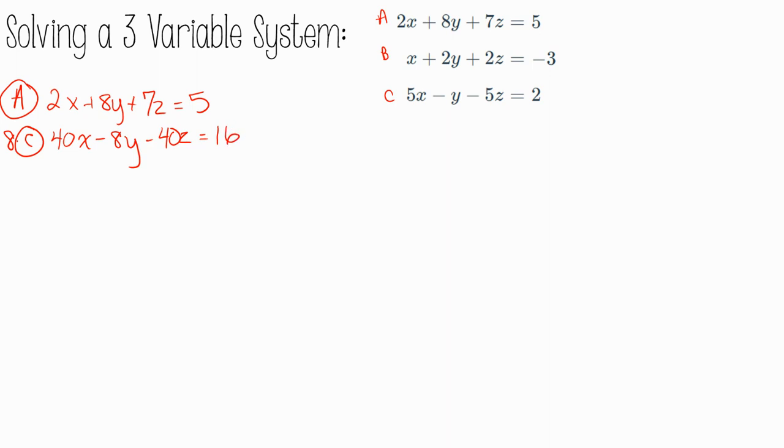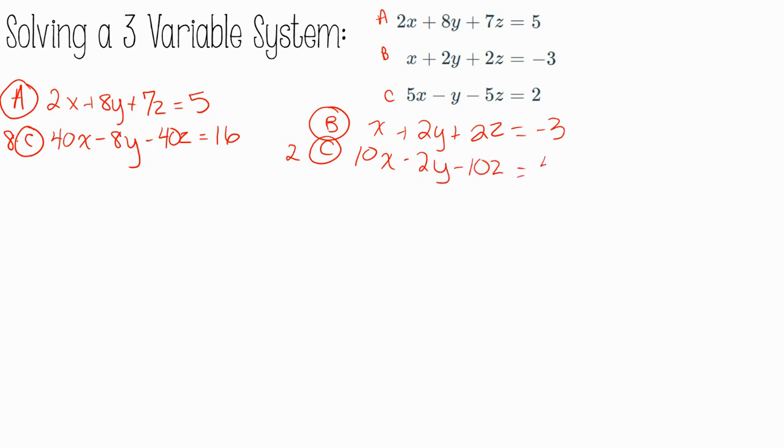What I didn't use is B, and I'm going to pair that also with C because it makes it opposite, but I need to multiply C by 2 in order to eliminate. So I have x plus 2y plus 2z equals -3, and I have 5, whoop, look at me not multiplying, 10x minus 2y minus 10z equals 4.